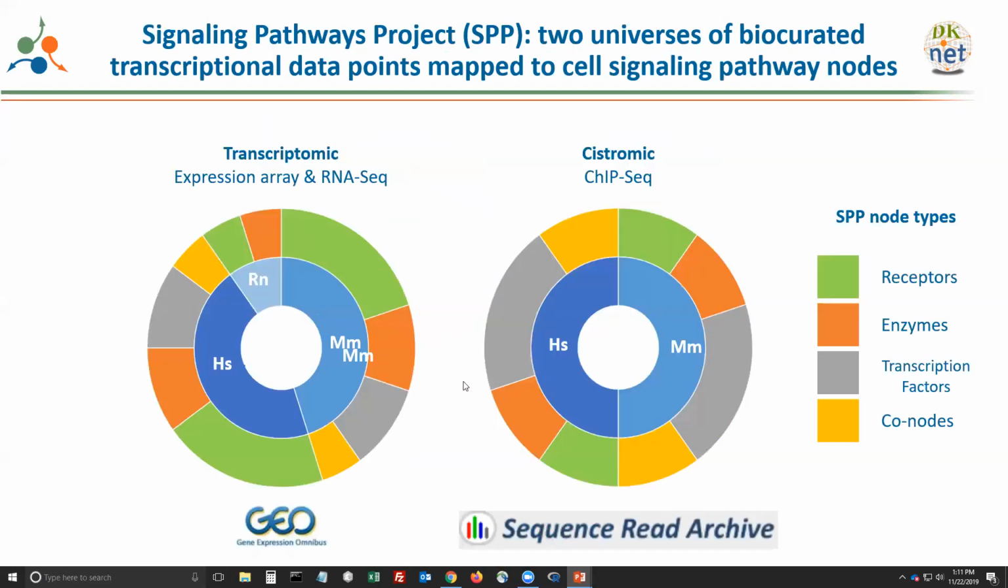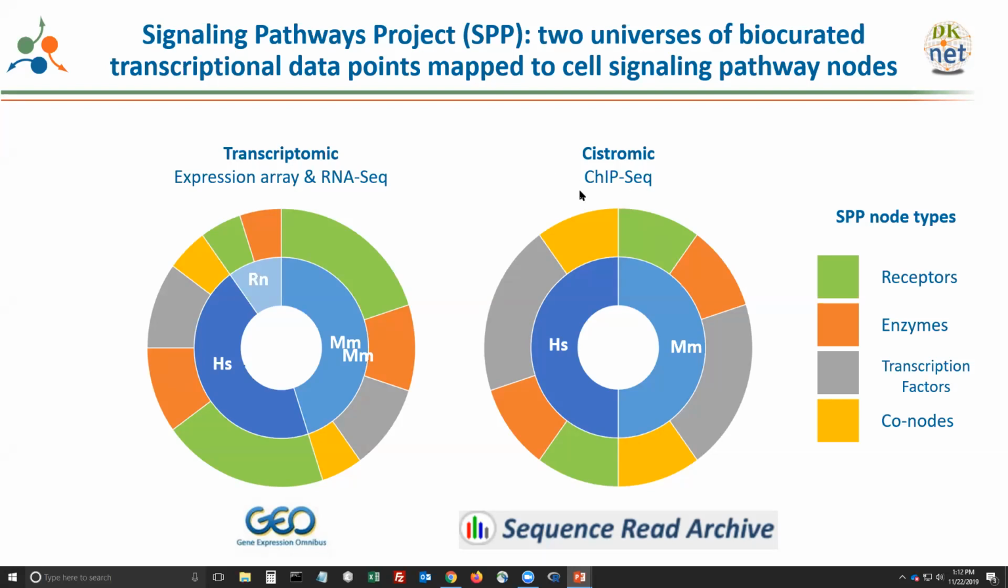So what we've done is we've spent the last 2 years or so building the successor to the initial nuclear receptor-centric resource that we refer to as the Signaling Pathways Project, or SPP. For transcriptomic expression array and RNA-seq experiments, we, one, defined what node was manipulated, and two, how it was manipulated. Was it treatment, for example, with a small molecule? Was it loss of function through a knockout? Maybe a gain of function through an overexpression?